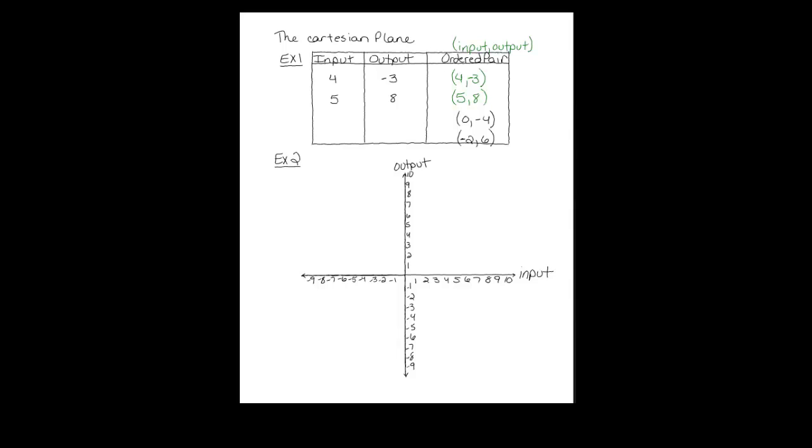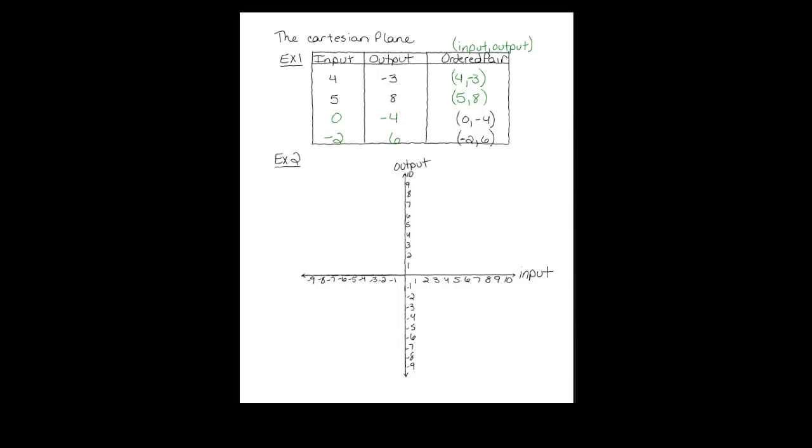Working the other way, here we have the ordered pair 0, -4. We know that the 0 is the input simply because it comes first. The -4 is the output. In the last row, we have -2, 6. The -2 is the input value. The 6 is the output value.